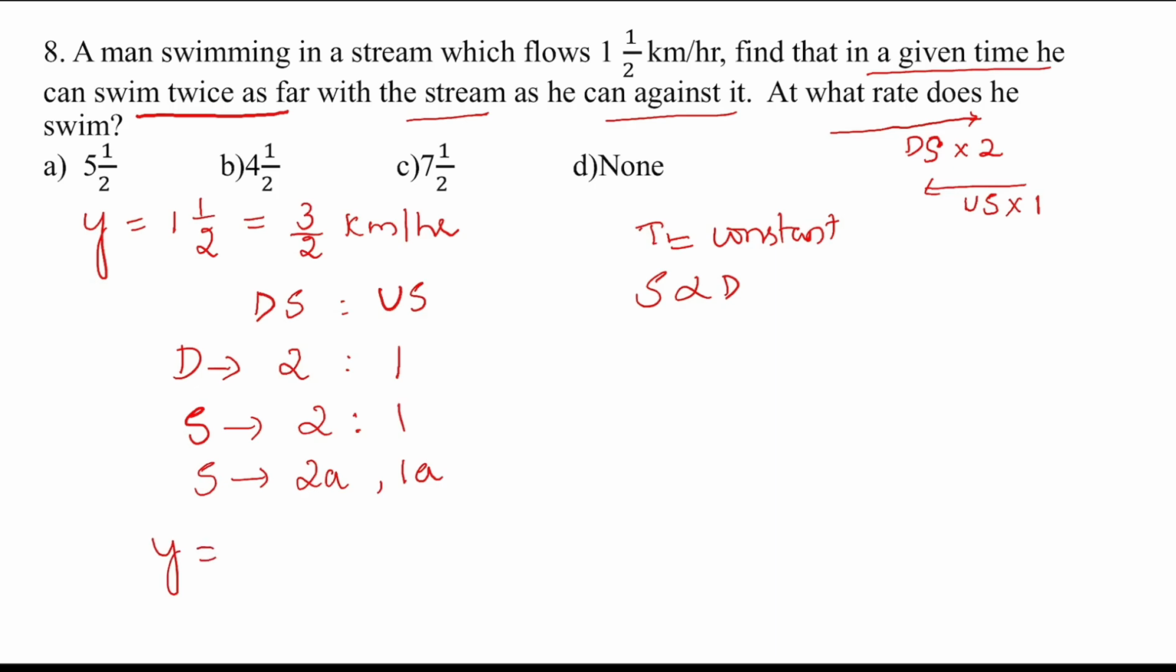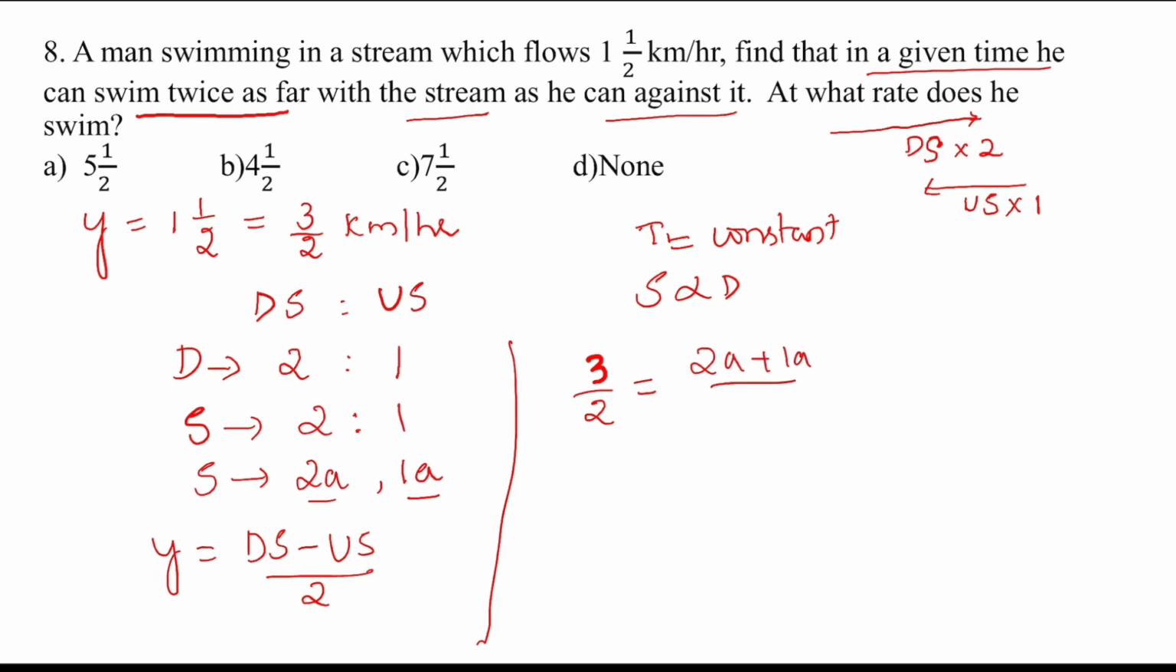If speed is 2a and 1a, we know that y is downstream speed minus upstream speed divided by 2. So y we know it is 3/2, isn't it? So I will substitute here 3/2, which is equal to, downstream is now 2a and upstream is 1a. So 2a minus a divided by 2, this is 3/2. So it is a/2. So 2 cancels, therefore a is equal to 3. So we got a is equal to 3.